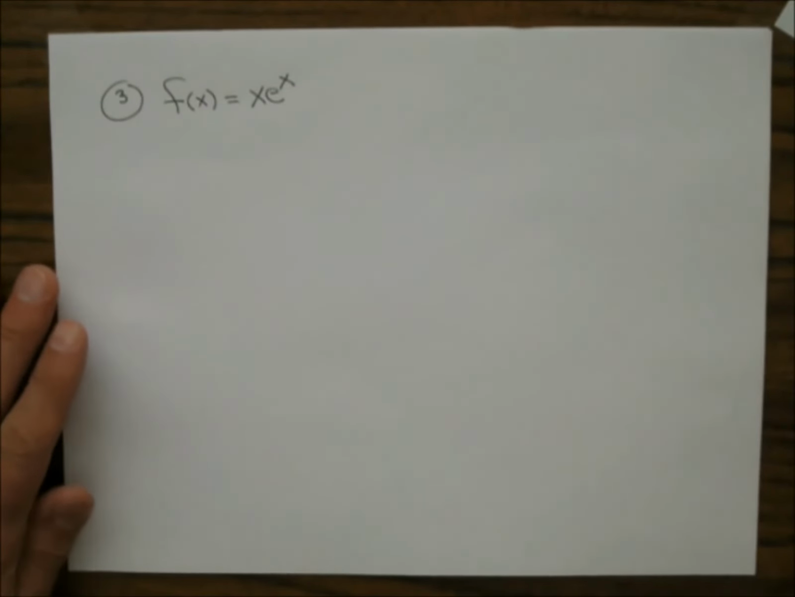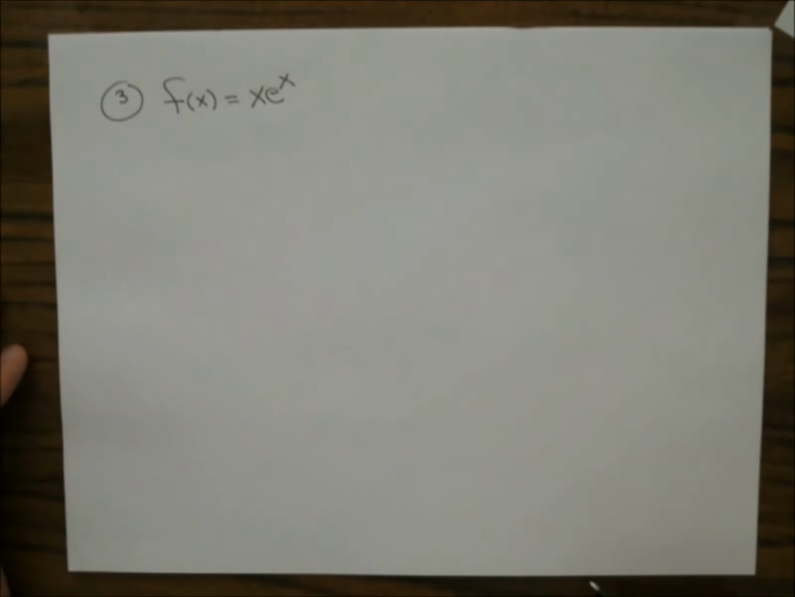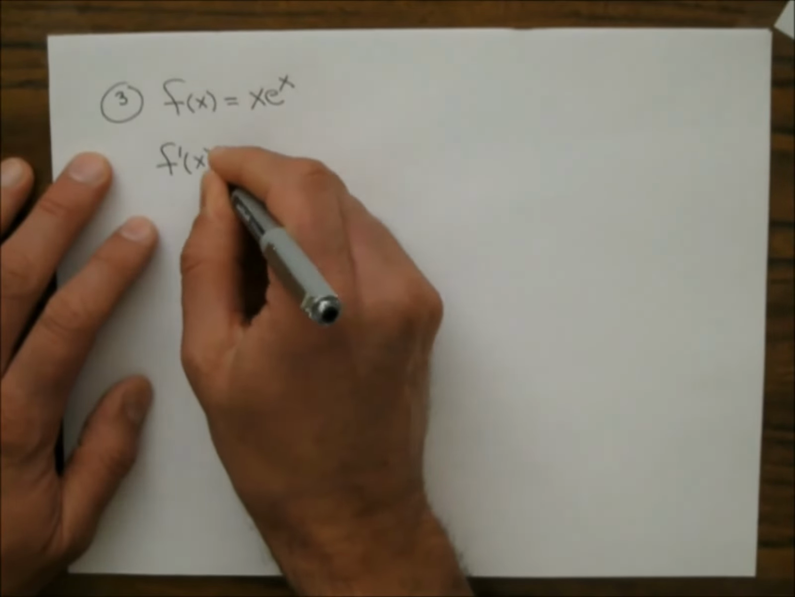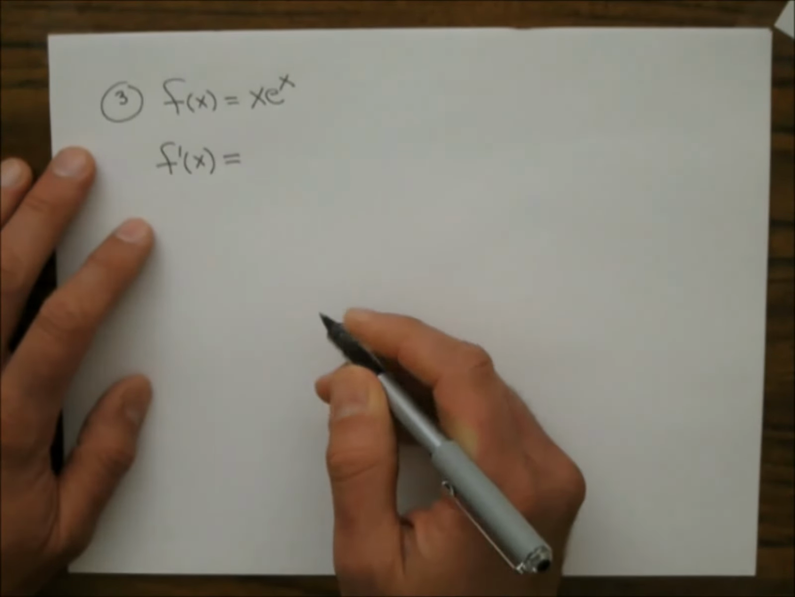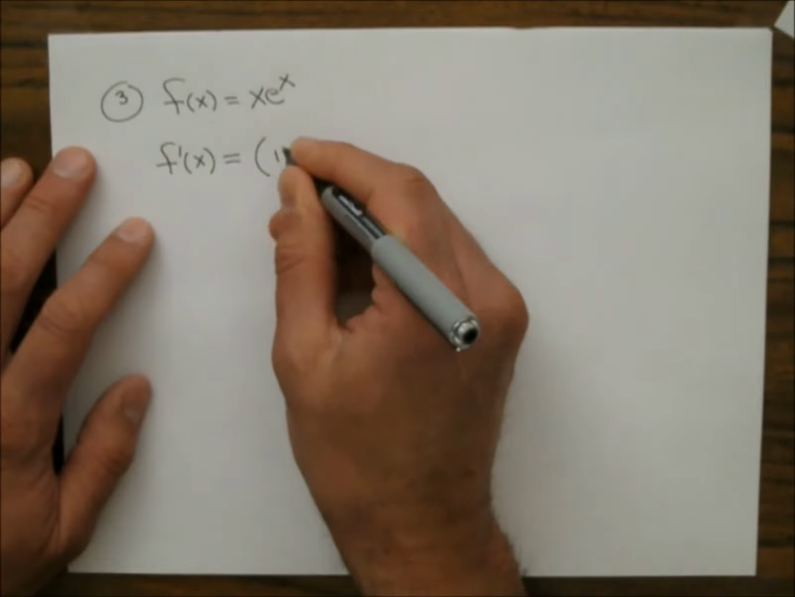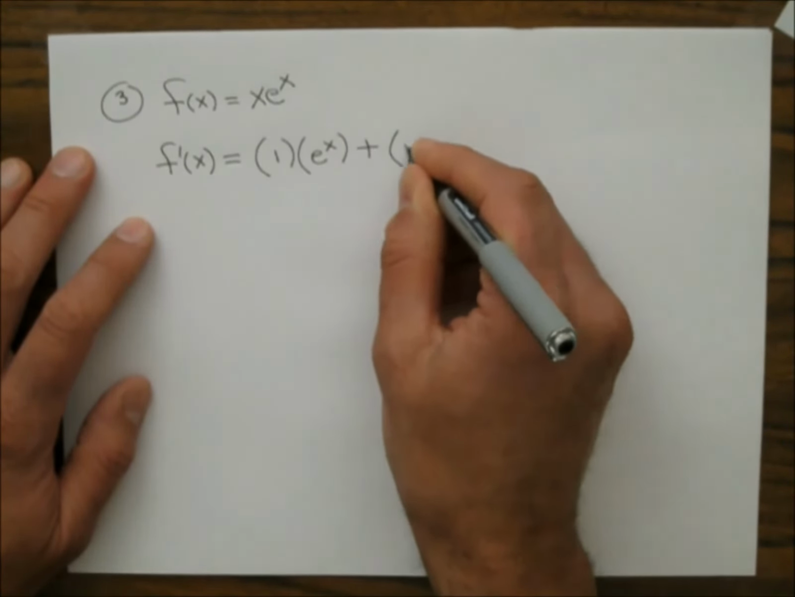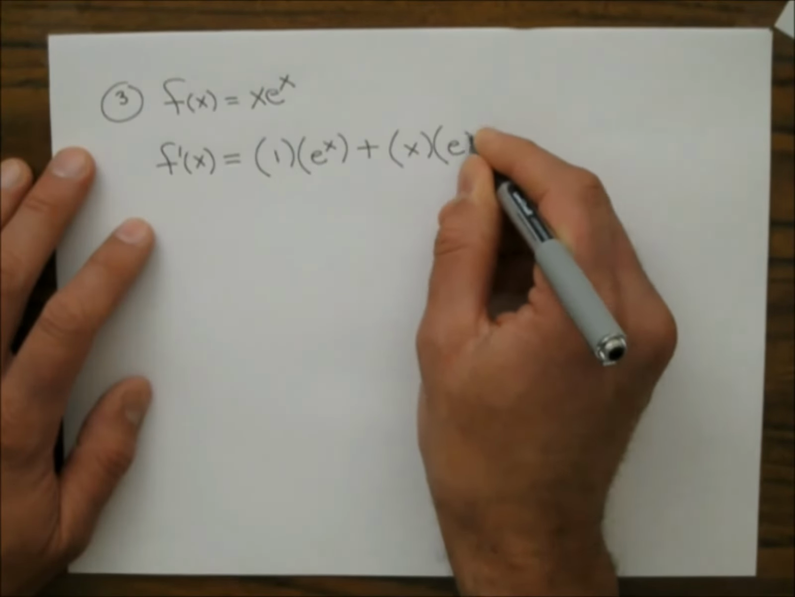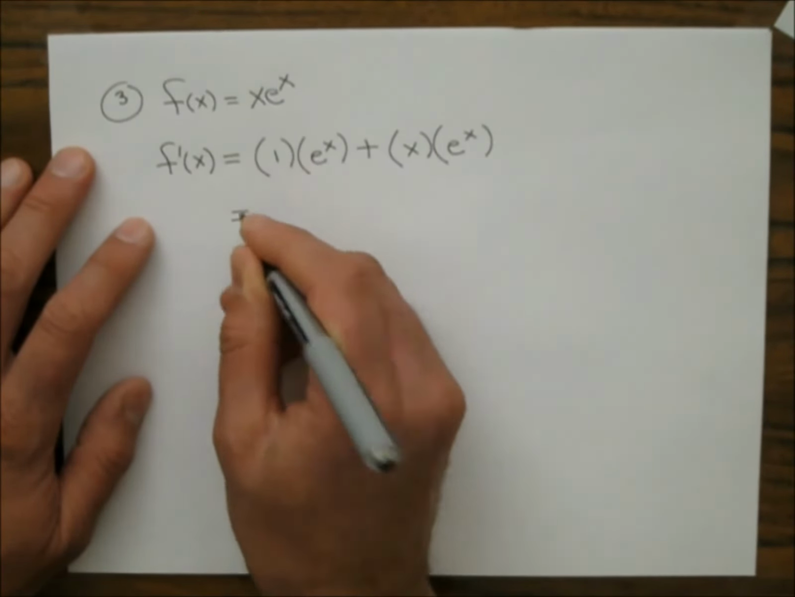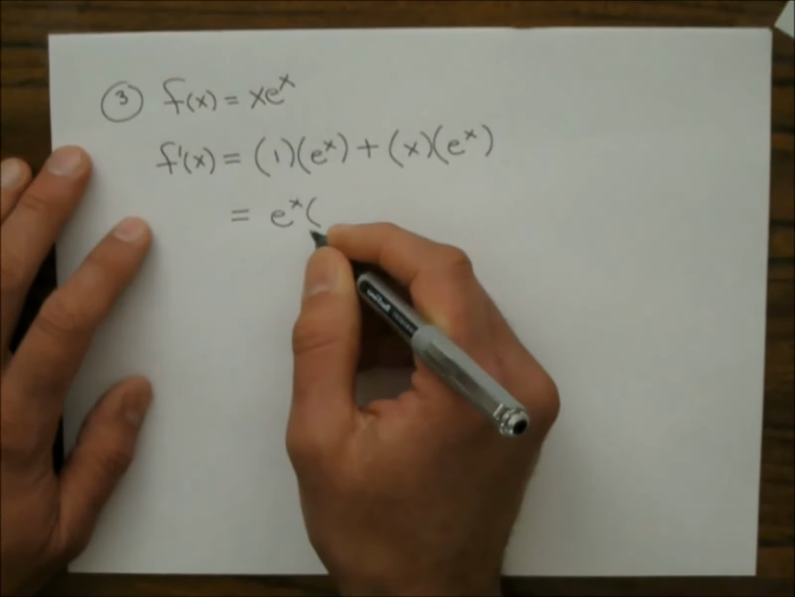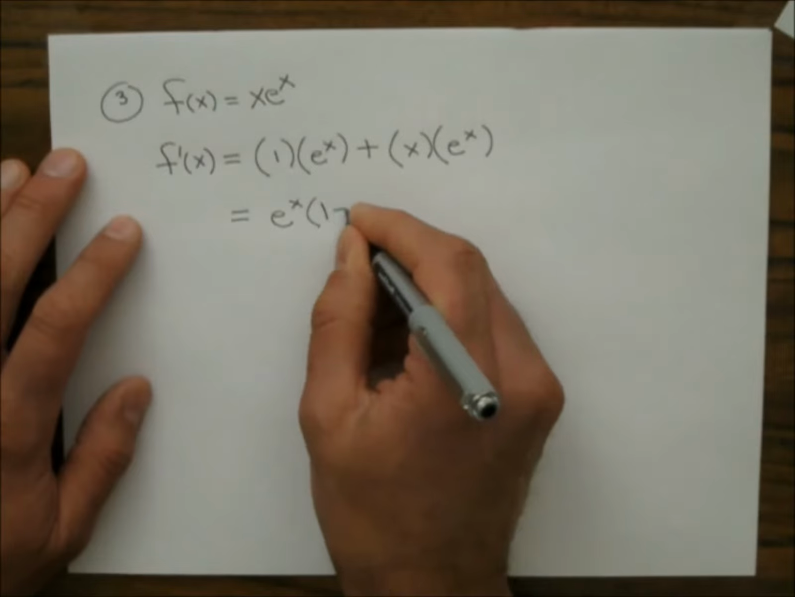Find the critical points. So go ahead and perhaps pause the video and see if you can do this problem. Okay, I have the derivative. This here is the product rule: the derivative of the first times the second plus the first times the derivative of the second. I'm going to factor out an e to the x, and this is going to give me 1 plus x.